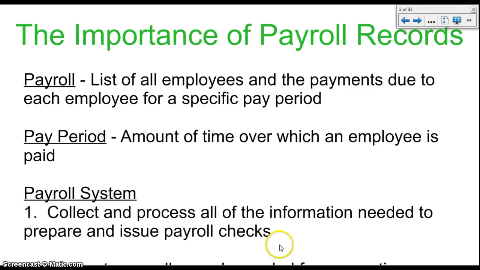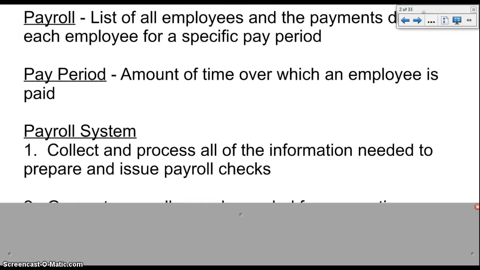And then you need to work out your payroll system. The first step of your system would be to collect and process all of the information needed to prepare and issue your payroll checks. So this could be collecting time cards or printing off a sheet from your computer system that allows you to know when they clocked in, when they clocked out, when employees were working, how much money they're making an hour, if they're paid salary, and so on. So you collect all of that into one location.